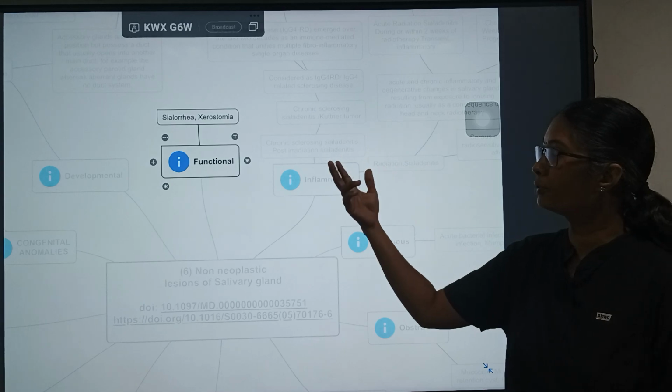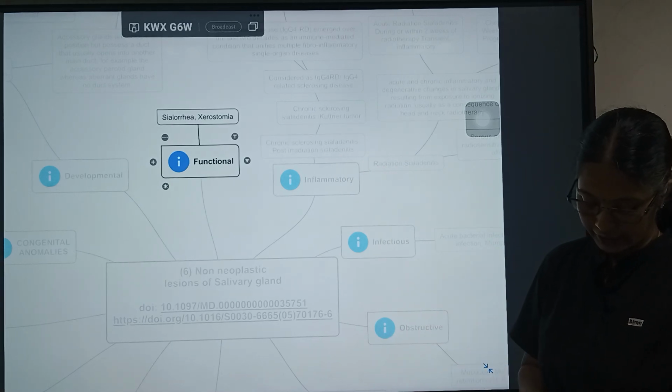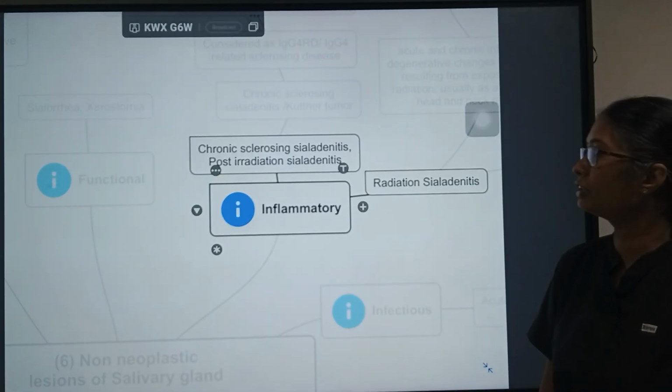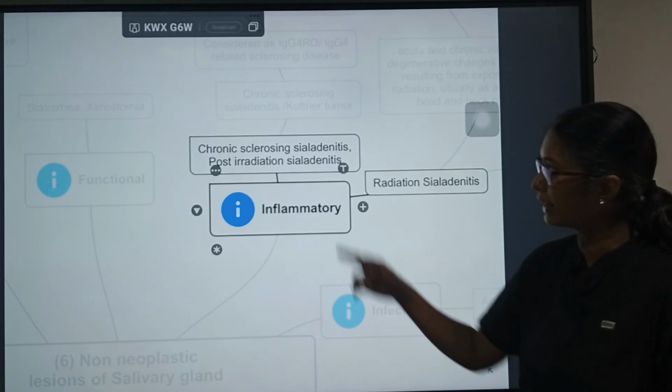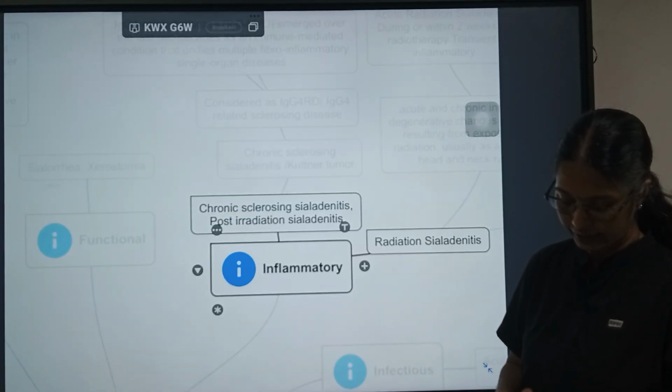It might also be due to some drug-induced causes, or it can be due to some lesions. And there are inflammatory lesions of the salivary gland, which include chronic sclerosing sialadenitis and post-irradiation sialadenitis. These are the two inflammatory lesions which we are going to discuss in this topic.